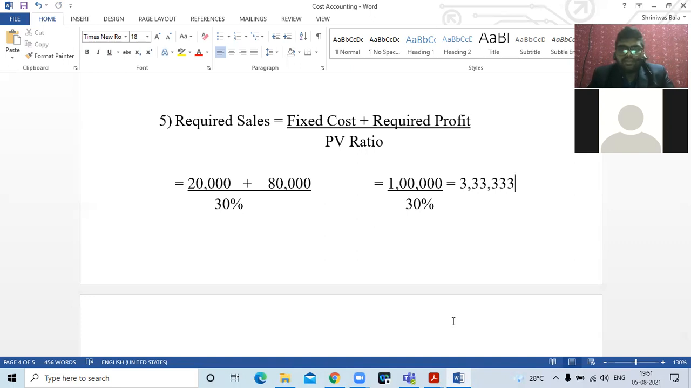So this much sales you have to do if you want to earn a minimum profit of rupees 80,000. So this was your marginal cost sum. Anyone wants to ask any doubt related to this sum or anything related to marginal cost or any topic whatever we have studied today? किसी को कुछ डाउट पूछना है? ठीक है. So I can assume you guys are completely clear with this topic, whatever we have studied for today.